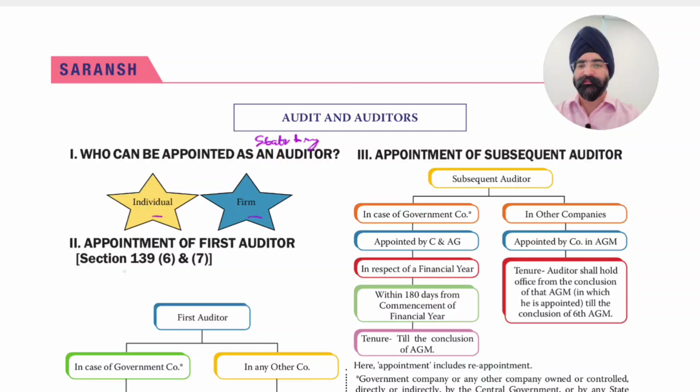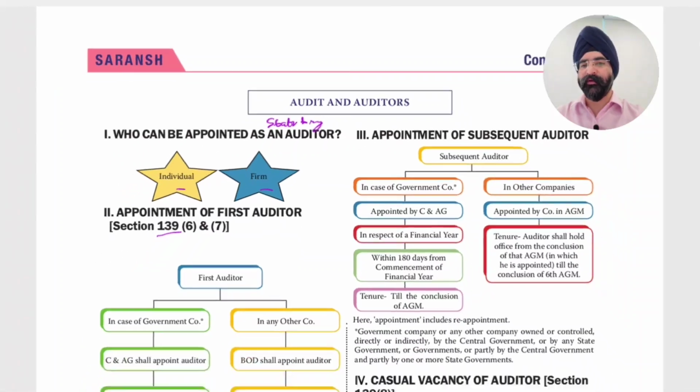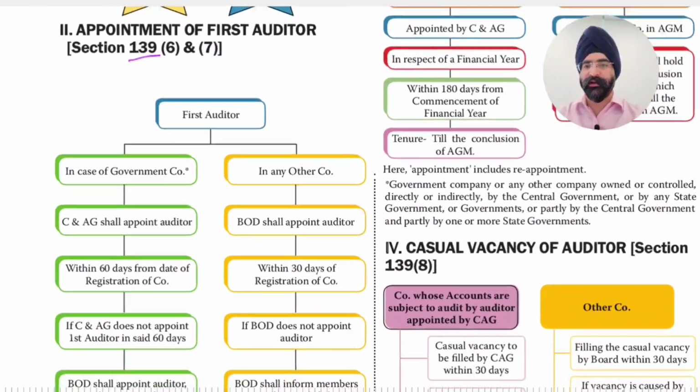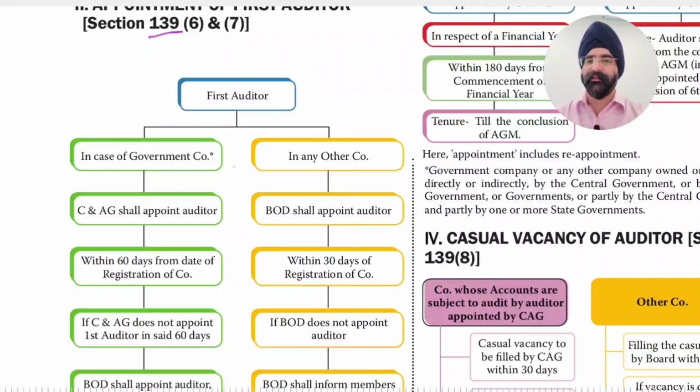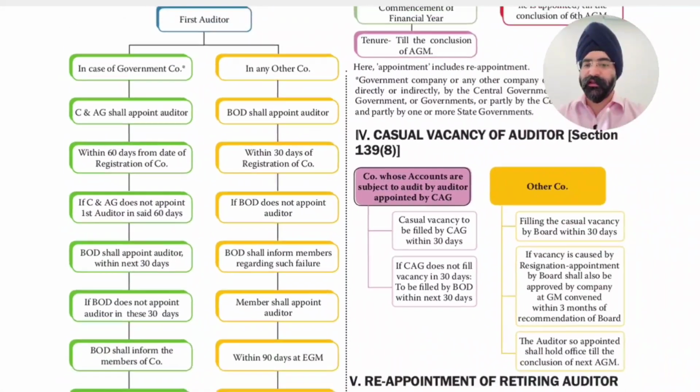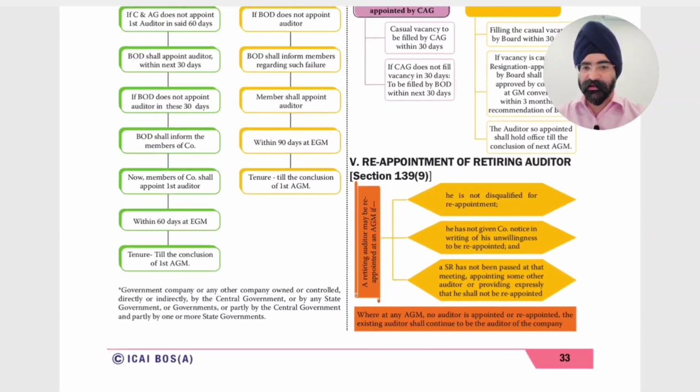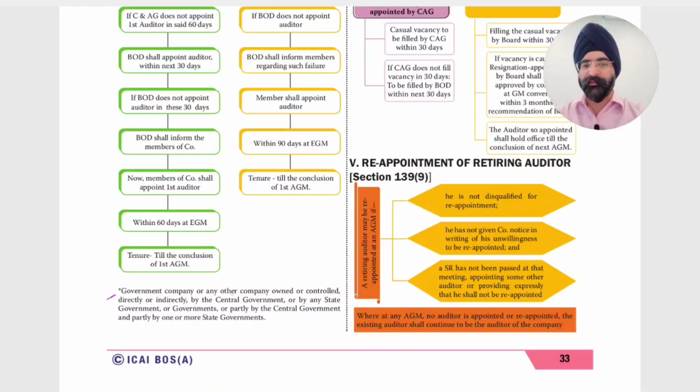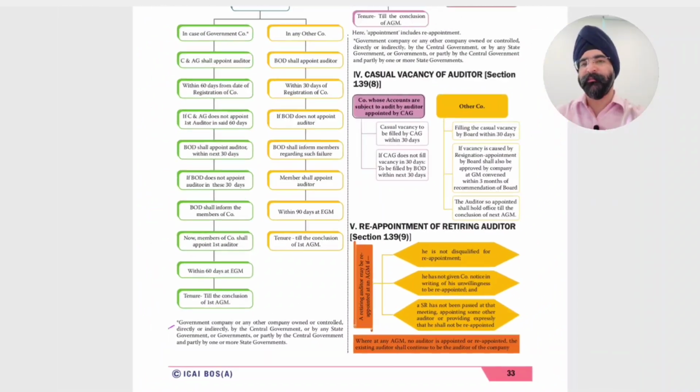Appointment of first auditor, section 139 subsection 6 and subsection 7. So we are in section 139. Section 139 deals with appointment of first auditor. So for the first auditor, let's take the case of a government company. In case of a government company, here it is given in asterisk, a government company or any other company owned or controlled directly or indirectly by the central government or by any state government or governments, or partly by the central government and partly by one or more state governments. So these are all covered in government companies.